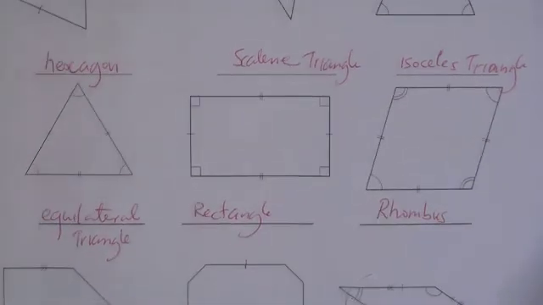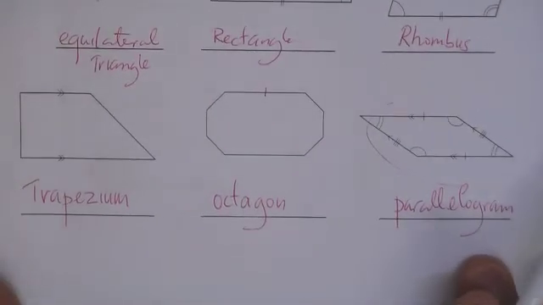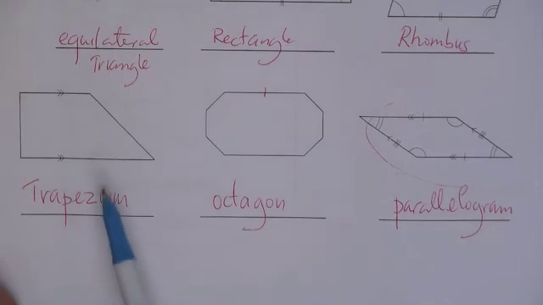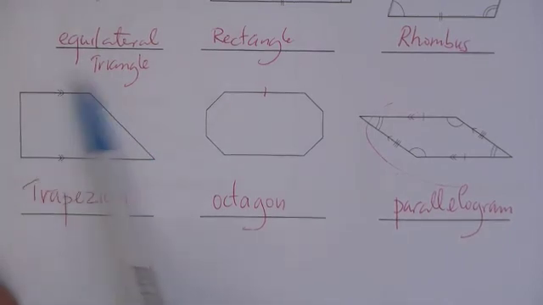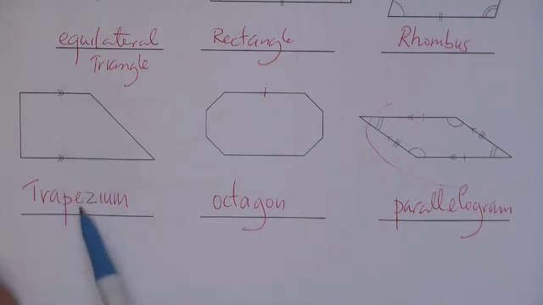Right, next one. Okay, there we go. Now, this one here, the only markings you're aware of, apart from the fact that it has 4 sides, so it's a quadrilateral, is a pair of parallel sides. That's a trapezium. Something with one pair of parallel sides is a trapezium.